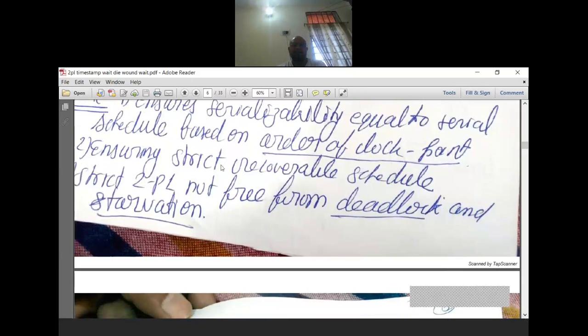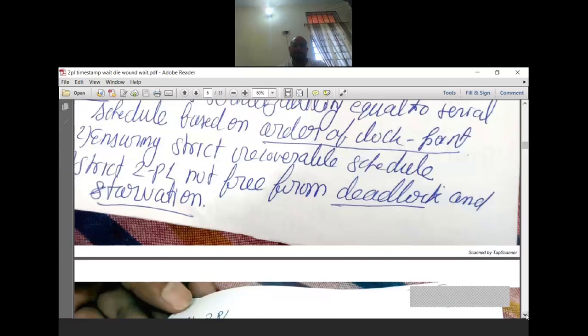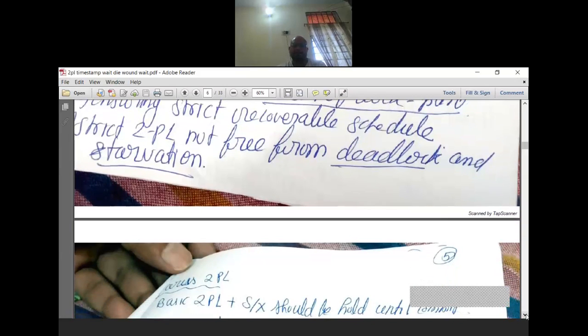Ensure strict recoverable schedule. That means if we are using a strict schedule, then by using a strict recoverable schedule, we will get a recoverable schedule. Strict 2PL is not free from deadlock and starvation; deadlock and starvation are still possible in strict 2PL.